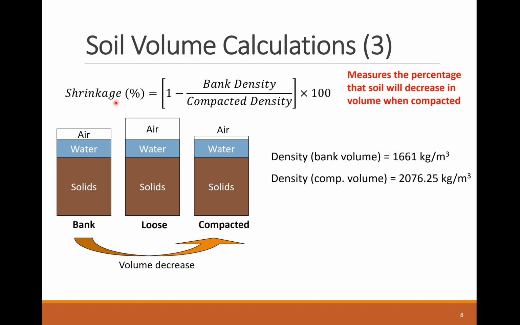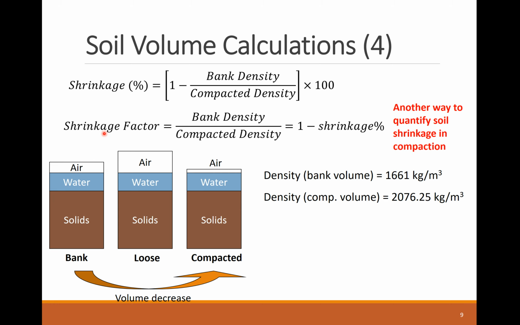The parameter we'll use in this volumetric relationship is called shrinkage percentage. It's calculated as the shown value using the bank and compacted densities. The shrinkage percentage is used to measure the percentage that the soil volume will decrease when compacted. For the shown example density values, the shrinkage percentage is calculated to be 20%. This means that the compaction of 1 bank cubic meter of the soil will make it shrink to 0.8 compacted cubic meter.